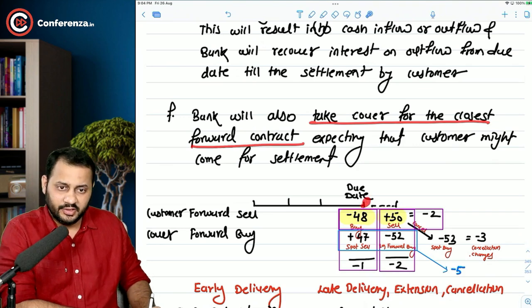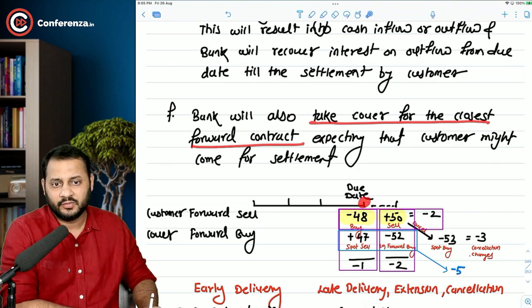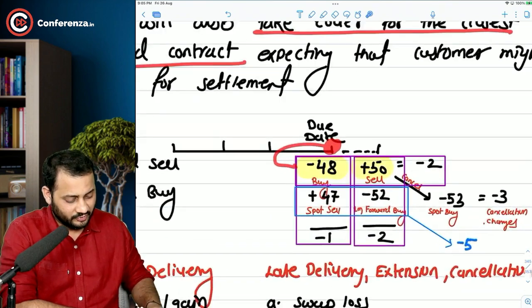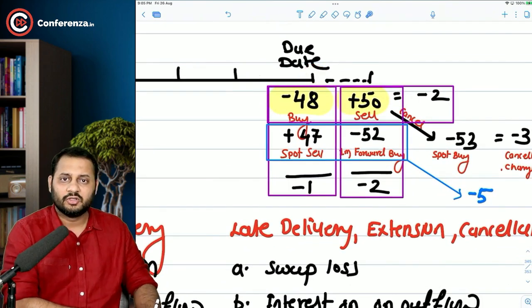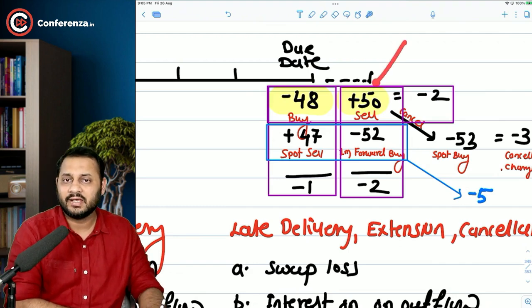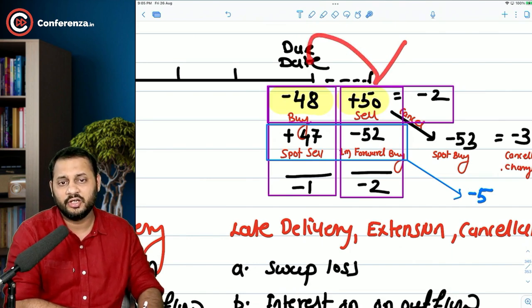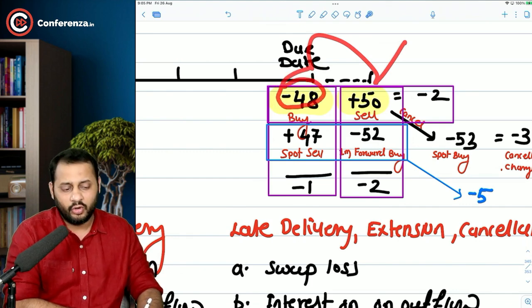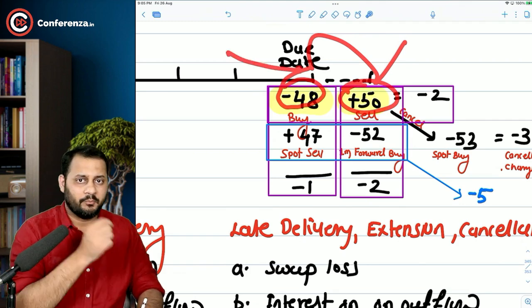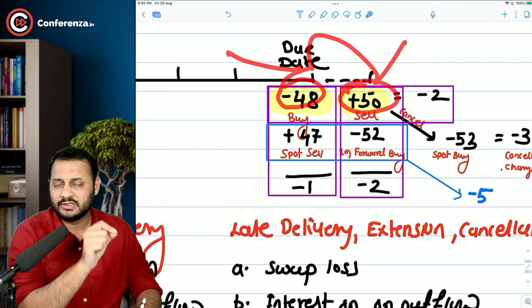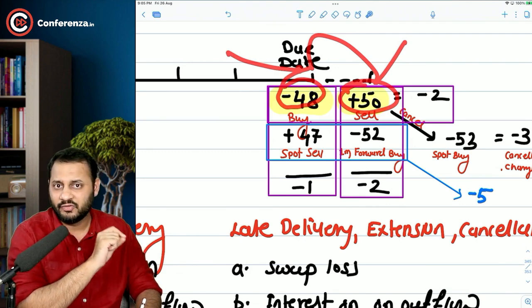This is the due date. Okay. On this date, the customer did not appear. So this is the cover rate. Now understand from this point, I will just explain. Let's say the original contract was to sell the dollars to the customer at 50 rupees on due date. And buy it in the cover market at 48. So all these 2 transactions, 50 and 48, was supposed to happen on due date. Bank was supposed to buy 48 rupees per dollar and sell dollar at 50 rupees on due date.